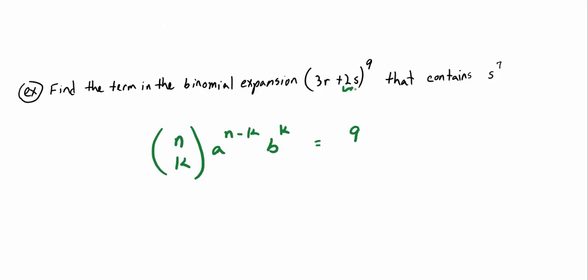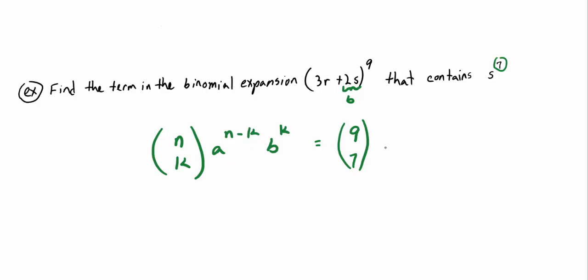Since the 2s is acting like b, what's the k going to be? It's going to be the 7, right? Because they're saying this is going to be the exponent on s to the 7th, which will be the exponent on 2s to the 7th. The factor of 2 won't make a difference. So it looks like this: 9 choose 7, and then the rest of it's determined for you.